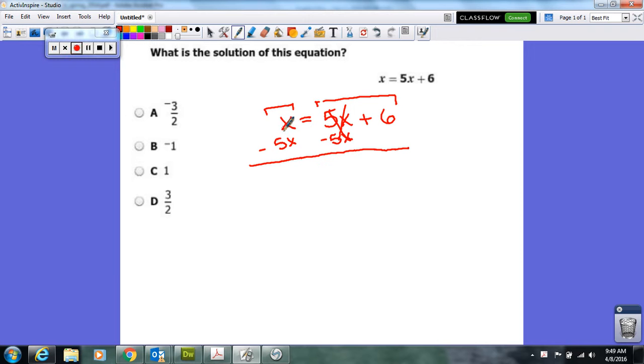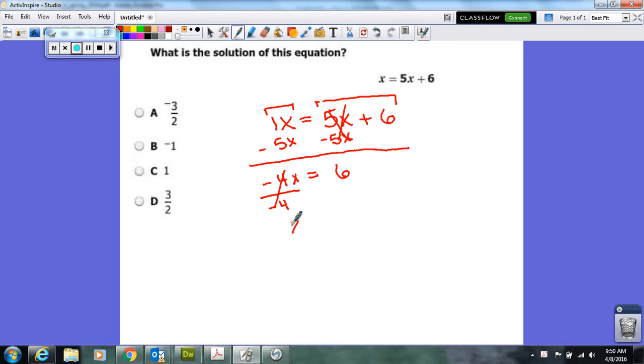When I do that, x minus 5x, and we could put a 1x here if that helps, 1x minus 5x gives me a total of negative 4x. And on the right side, the 5x's are gone, and all I have left is a positive 6. So I really only have one more step to this multi-step equation, and that's to get the x by itself by getting rid of this negative 4. The negative 4 is multiplied to the x, so to get rid of it, I will divide by negative 4.